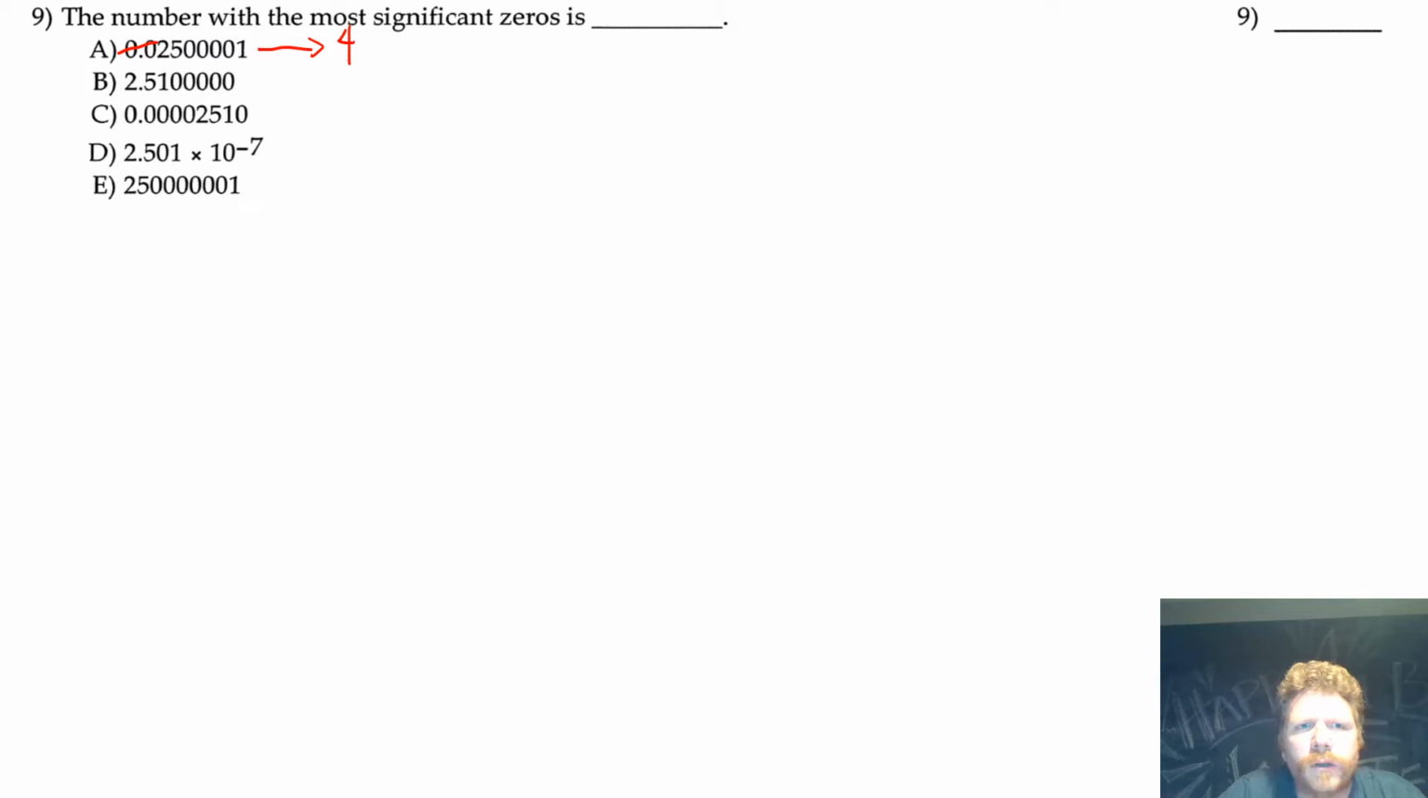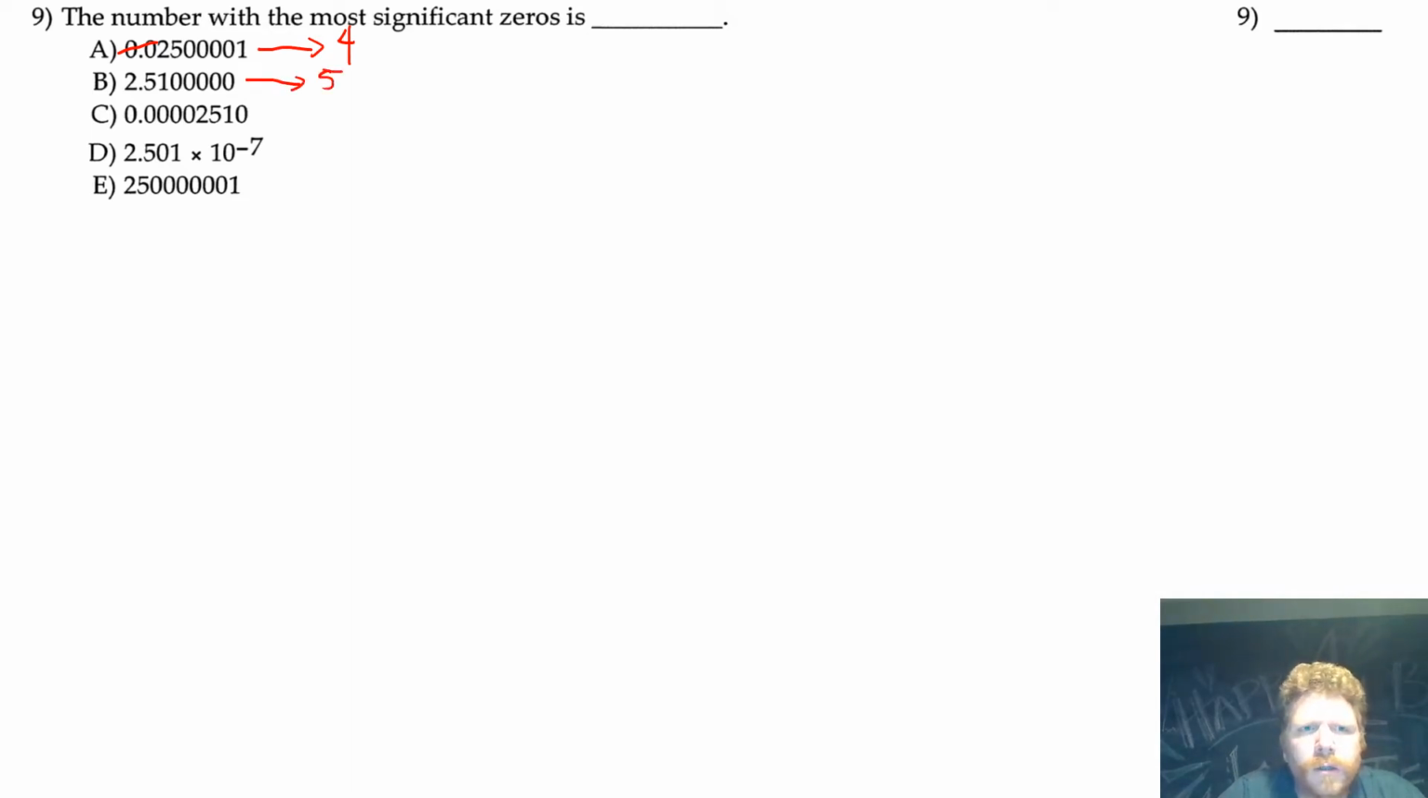Answer option B shows us 2.5100000. All of these zeros are significant because they are found after the decimal place, as if you had a digital balance that went to that many decimal places. So for this answer option, when we count those out, there are a total of 5 significant zeros.